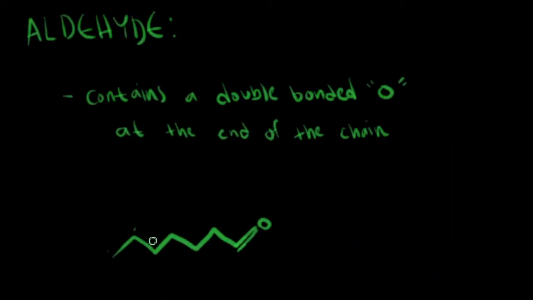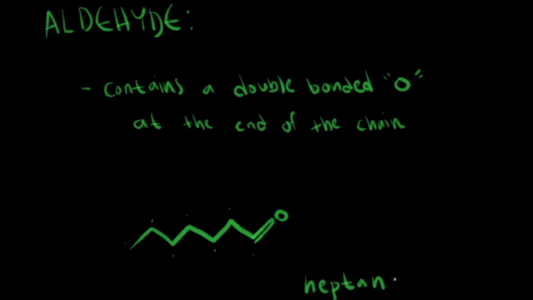Next, we have aldehydes. Aldehydes are characterized by a doubly bonded O at the end of the chain. There is also hydrogen present, but it's not drawn. Aldehydes are named with the suffix -al, and it never has any numbers as the functional group is always at the end of the chain.